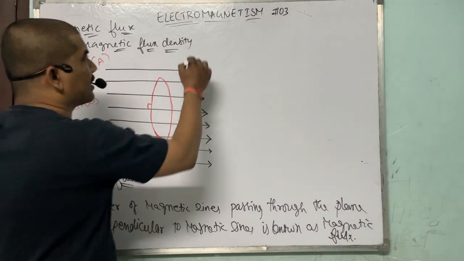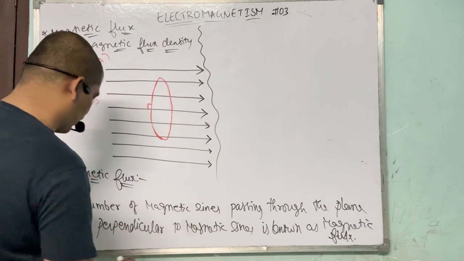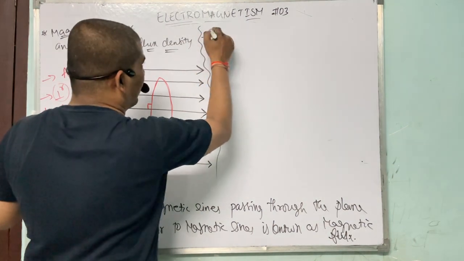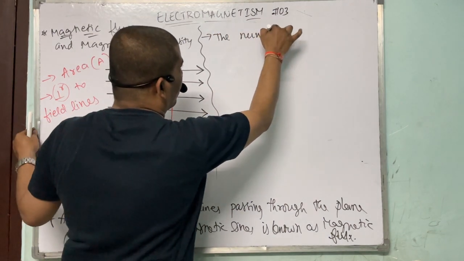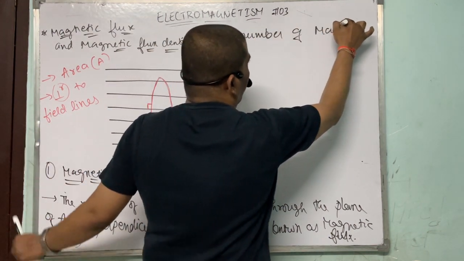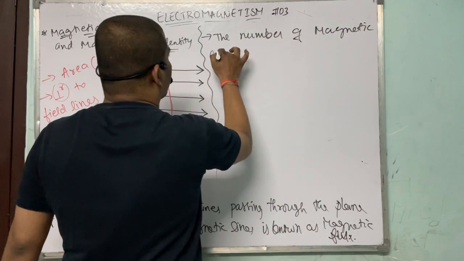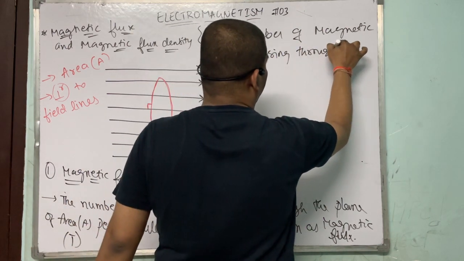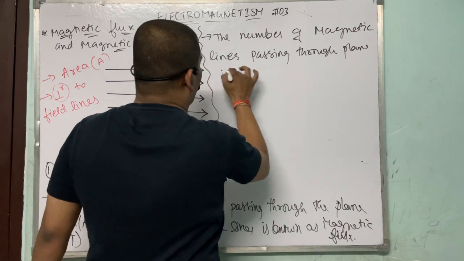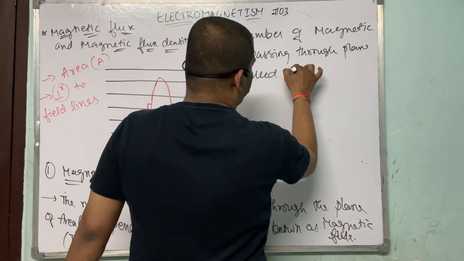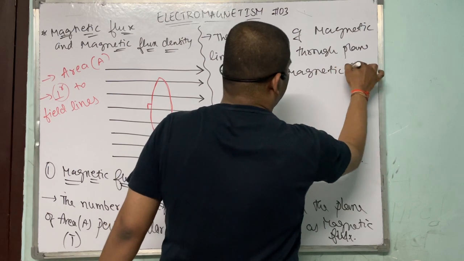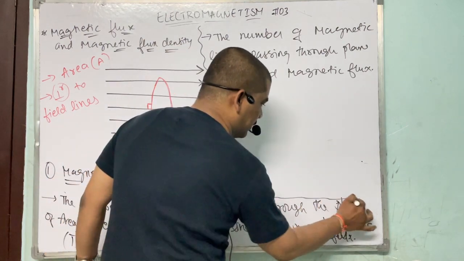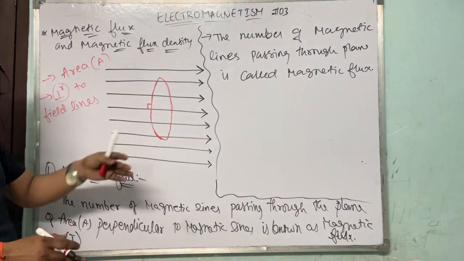Right? If I write in simple words, this is the technical one. The technical definition. Right? Simple definition, if I say, the number of magnetic lines passing through a plane is called magnetic flux. Completed. That's it. Right? Getting this point, everyone? So, जितने भी लाइन पास होंगे उसी को हम मैग्नेटिक फ्लक्स कहेंगे.